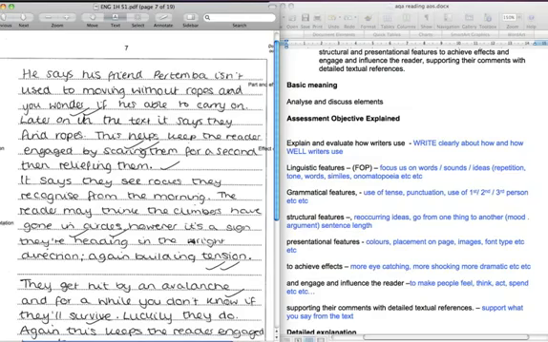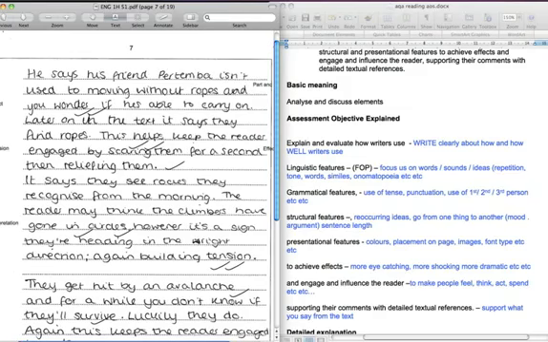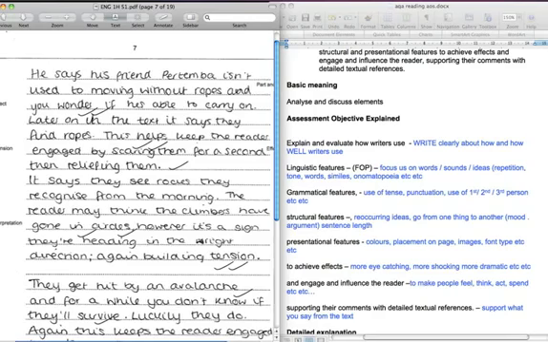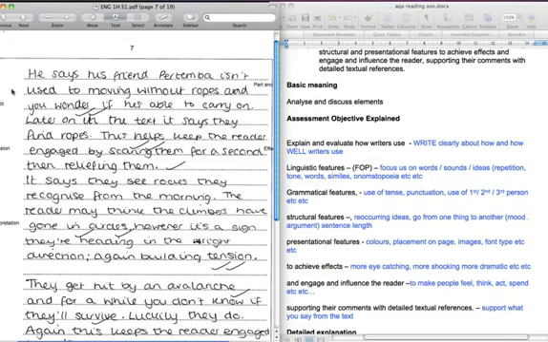He says his friend Patemba isn't used to moving without ropes, and you wonder if he's able to carry on. So again it's referencing part of the story, and the effect it has on us is actually mentioned as well. It makes us wonder if he's able to carry on. Later on in the text it says they find ropes. This helps keep the reader engaged by scaring them for a second, then relieving them.